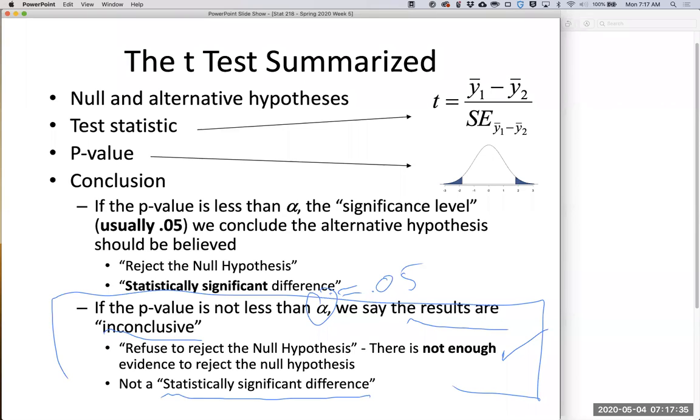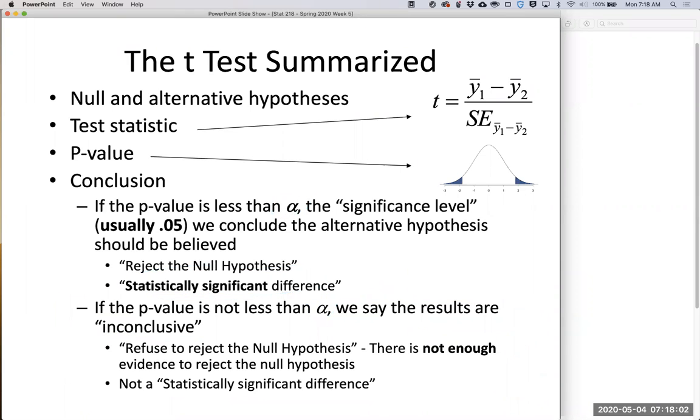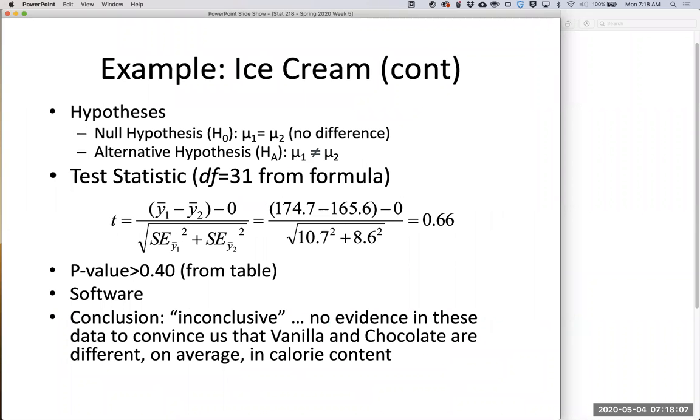Okay, so what if our p-value had been 0.03? If our p-value had been 0.03, the p-value would have been less than alpha, and I would say, aha, we do see a statistically significant difference. In our case, we don't see a statistically significant difference, but if the p-value had been below alpha, 0.05, we would say that there is a statistically noticeable difference. Okay, so it's pretty straightforward.